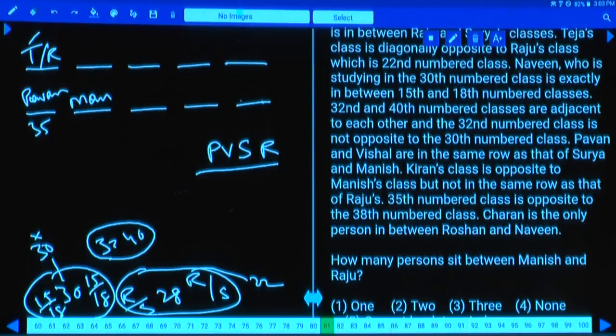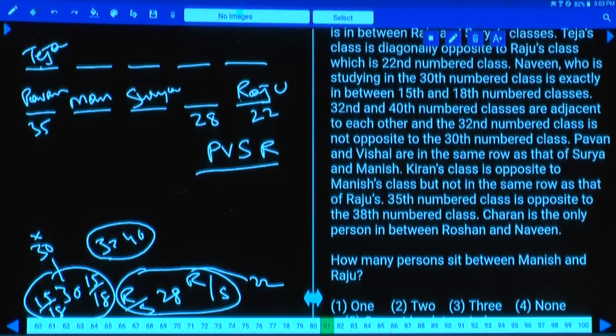Now Raju will be fixed at this place. If Raju is fixed at this place, then Teja will be at this place. Raju is 22 and Teja is here. Now this Raju 28 is in between Raju and whom? Raju and Surya, and this person must be Surya. Are you following this or not? Hence these three were done.